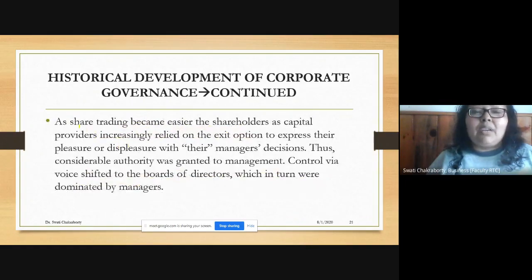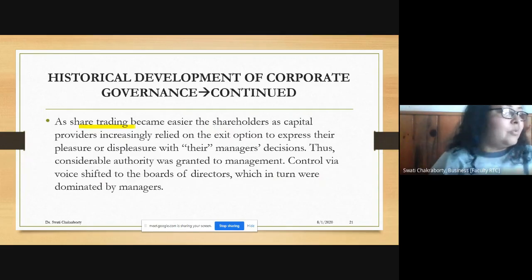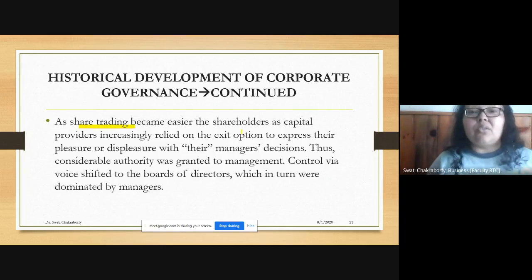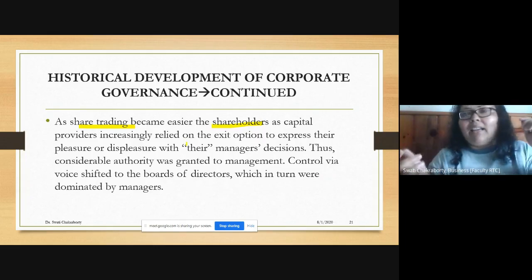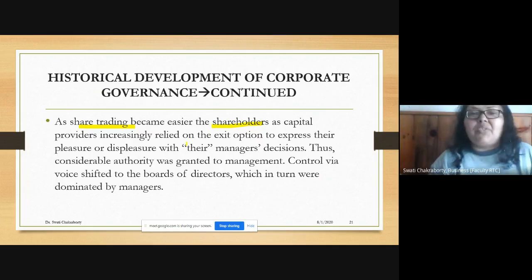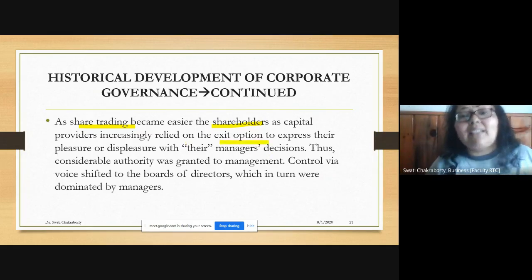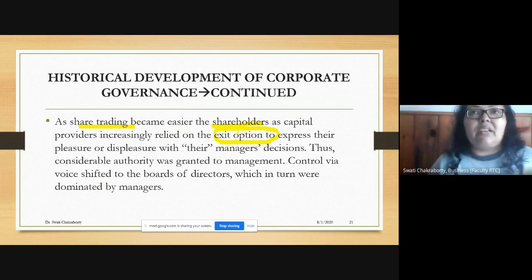What also became a remarkable change at that time was share trading. Share trading came into play. Shareholders could easily sell their shares and buy shares and move out of the organization, which is also known as the exit option. The concept of exit option in the share market is not a new concept, and share trading is not a new concept. It was there. It started with industrialization.